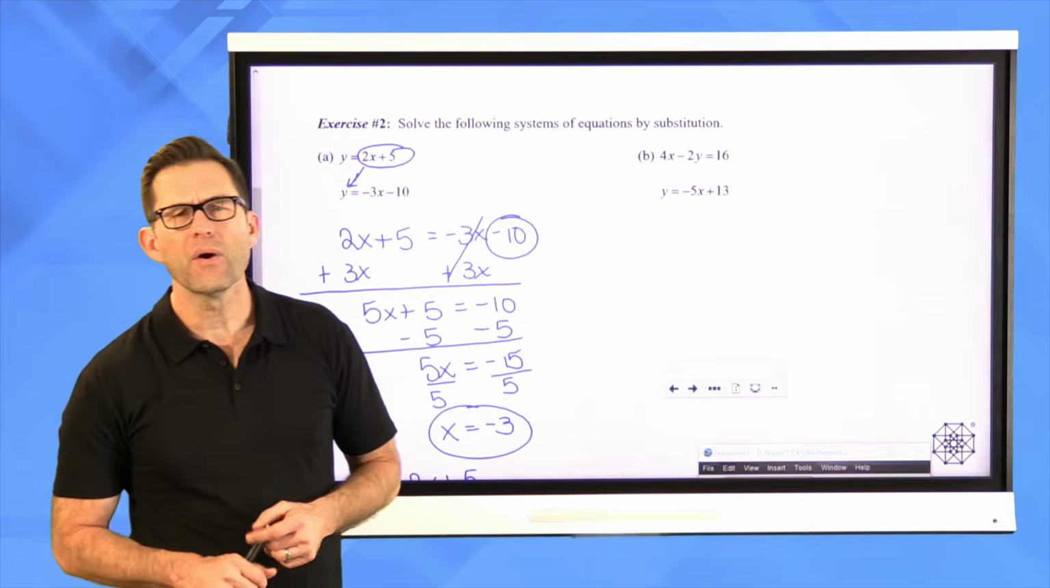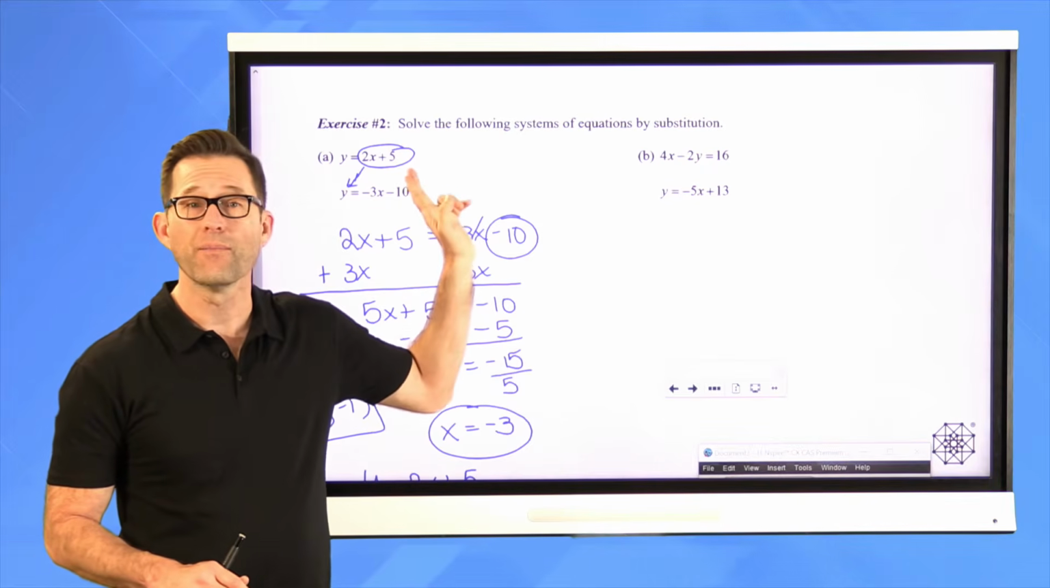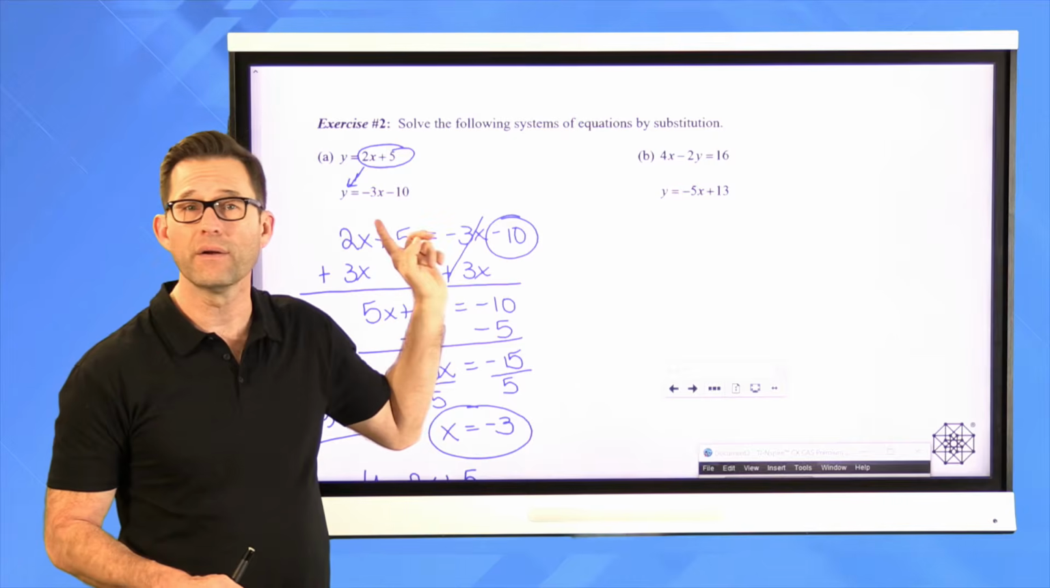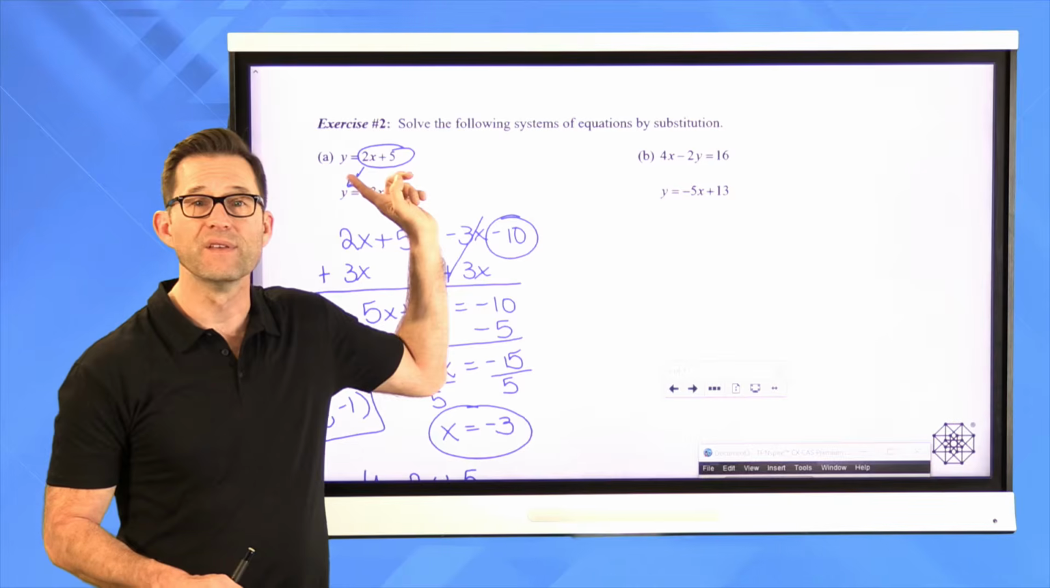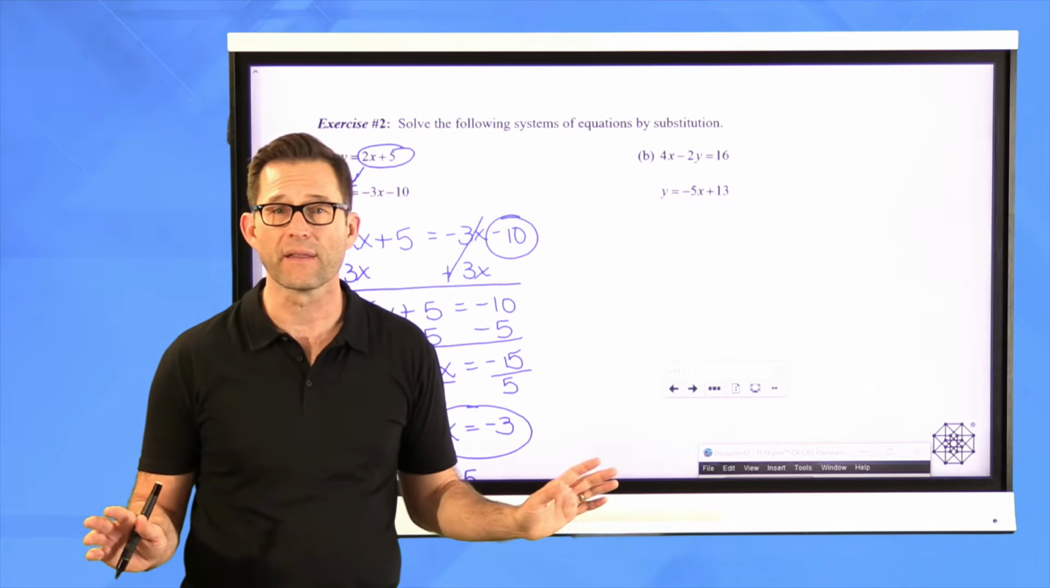Now notice, in letter A, both of these two equations were solved for y. So I could take what y was equal to in one equation and replace the y in the other one, or vice versa. I could have taken that negative 3x minus 10 and replaced this y with it up here. Wouldn't have made any difference. My solution would have been exactly the same.